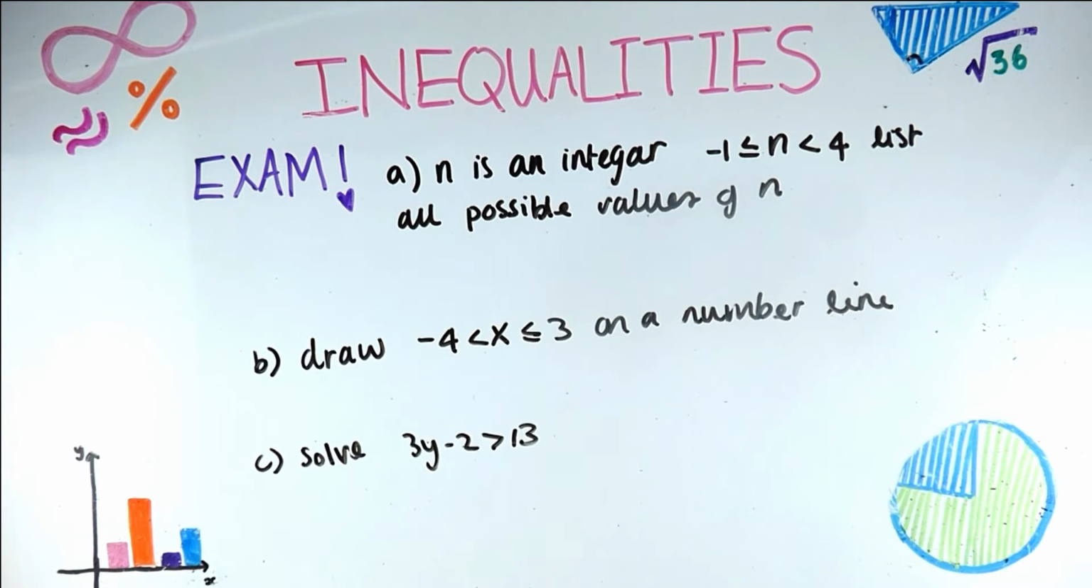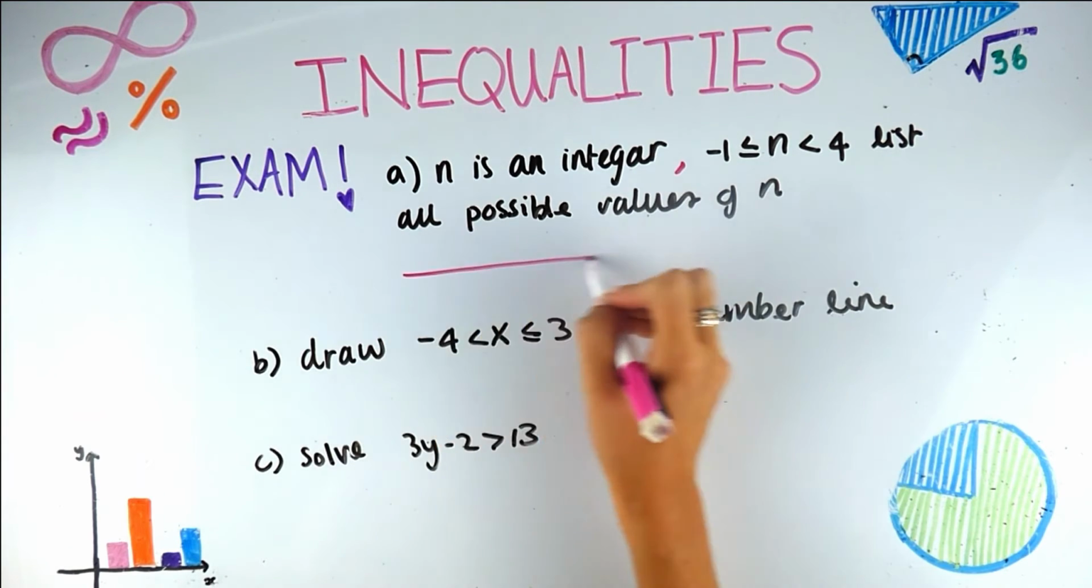Okay, so last example, A. n is an integer, so that means it's a whole number, so a number on a number line. And then we've got this inequality, -1 is less than or equal to n, which is less than 4. List all the possible values of n. So the way to do this again is to draw a number line.